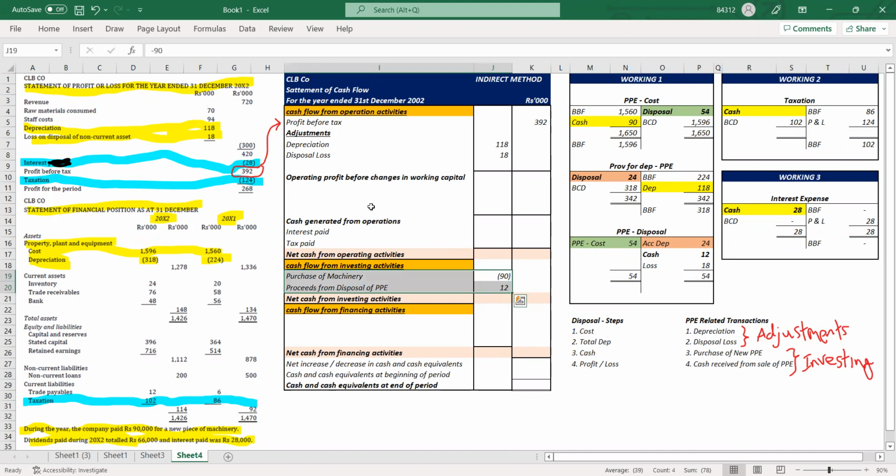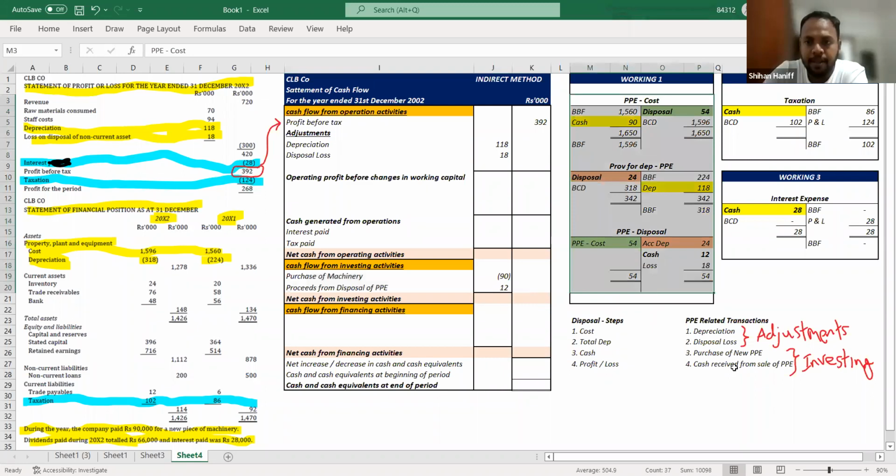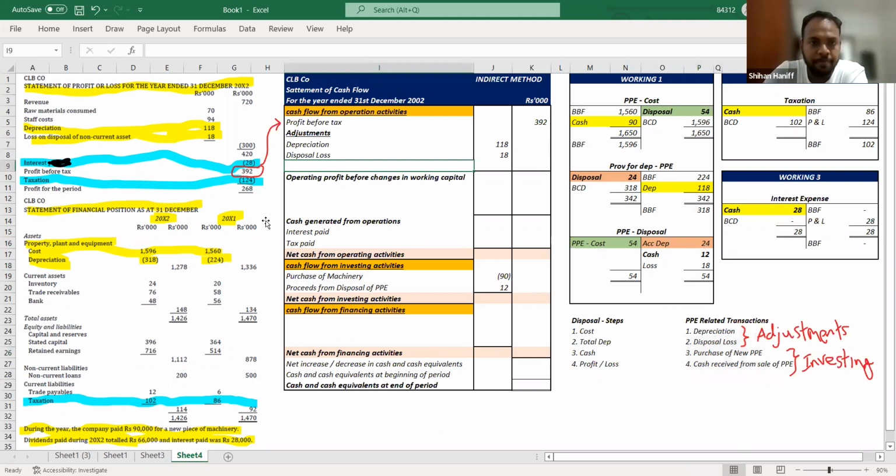Okay, so main part of the question is done. This is the main part. Identifying this, this has 4 transactions. Right. Now go back to the P&L and see for any other transactions or any other activities in this. We have revenue, raw material, staff cost, depreciation, loss, profit. Okay, there is nothing.